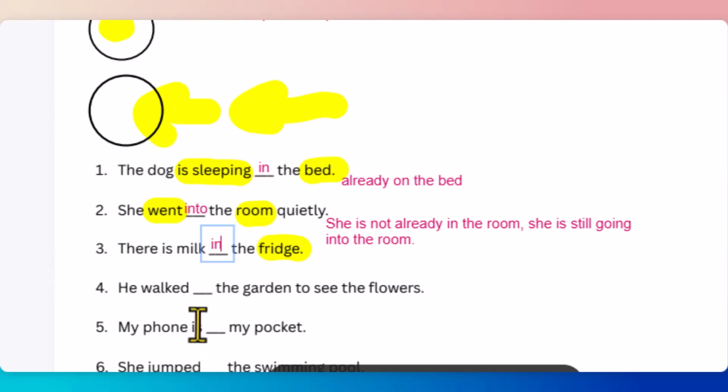Number 4, he walked blank the garden to see the flowers. Let us look at walked in this sentence. Walk shows movement, so it shows that this person is moving. So where are they going? They're going into the garden to see the flowers. So our correct answer is into, because the person is walking into the garden to see the flowers.